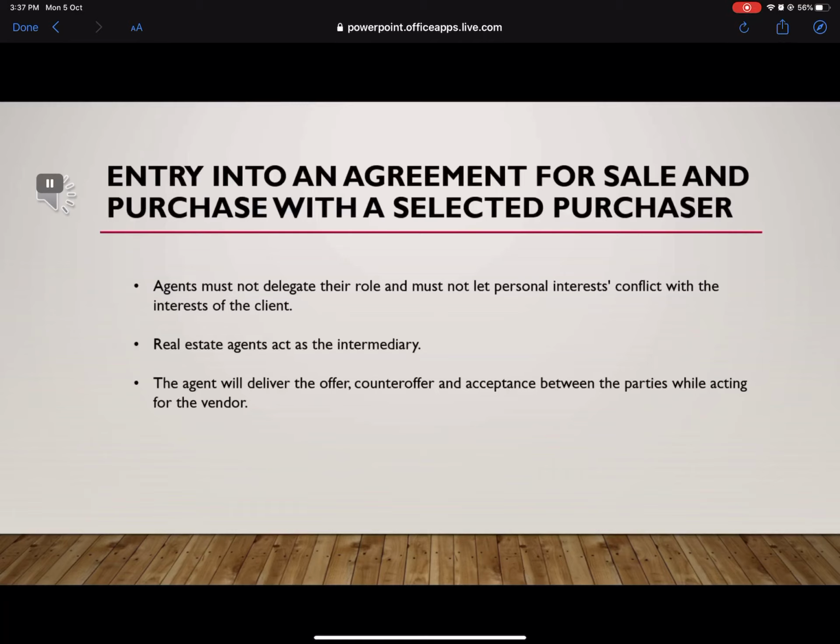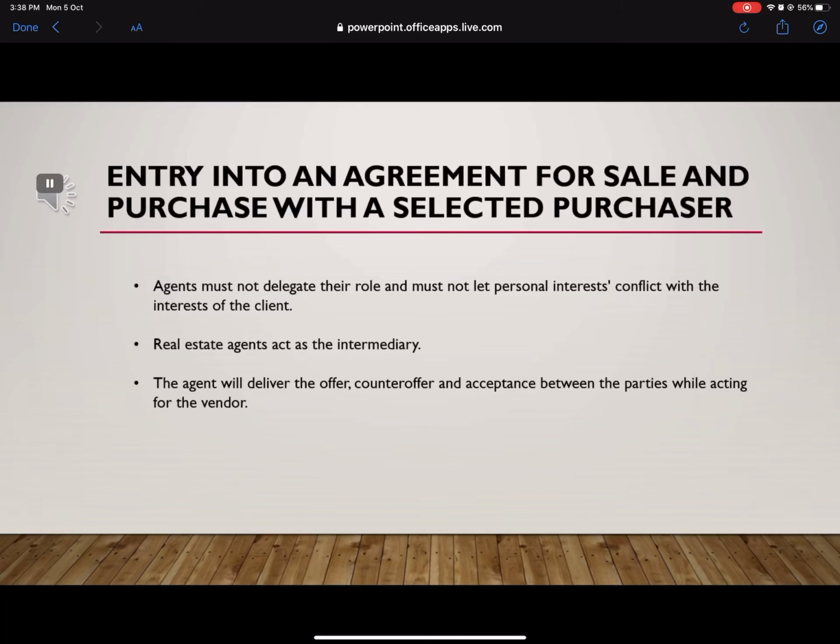Generally, sale and purchase agreements have the real estate agent acting as an intermediary. This means that the agent will deliver the offer, counteroffer, and acceptance between the parties while acting for the vendor. Agents have the authority to receive communication on behalf of the vendor. However, unless express authority was given, they do not have the authority to commit the vendor to a contract.